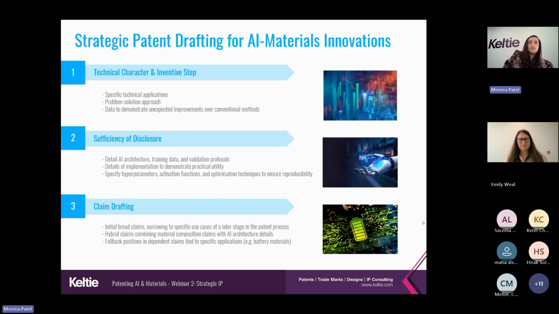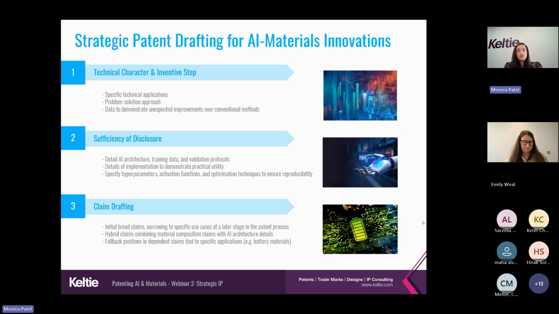So I'm going to move on to a bit about strategic patent drafting for AI materials innovations. This is more relevant once you've identified a patentable invention, you've decided that it could be the right thing to file a patent application, and that's in line with your business goals and your IP strategy. When it comes to drafting that patent application, there are some key things to think about. And I've noted 3 here. So the first one is technical character and inventive step.